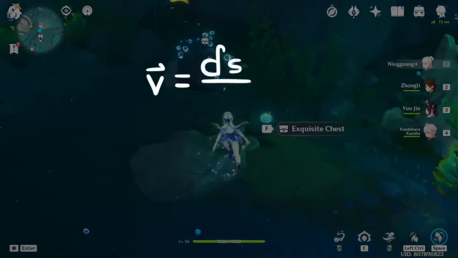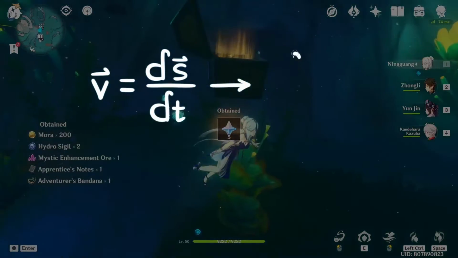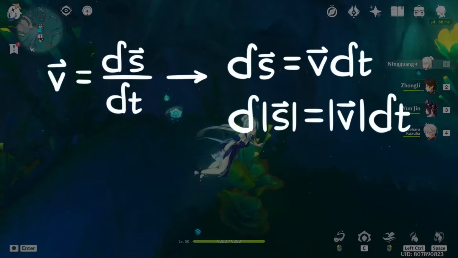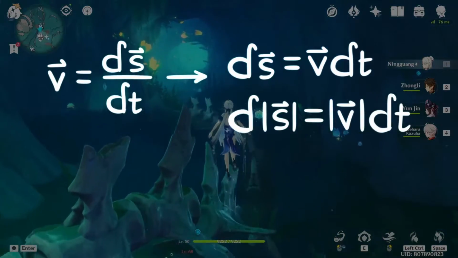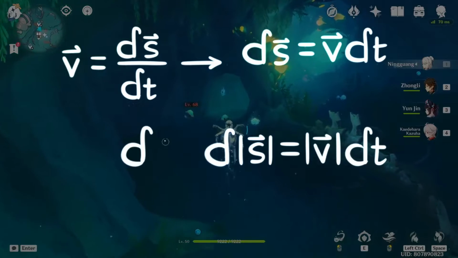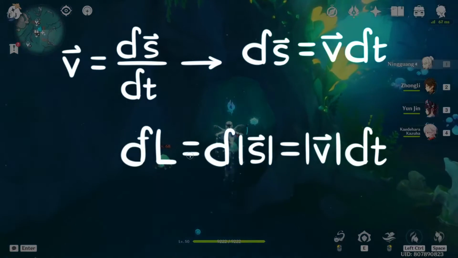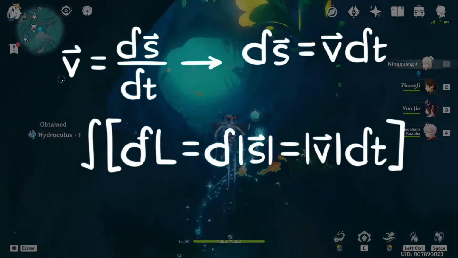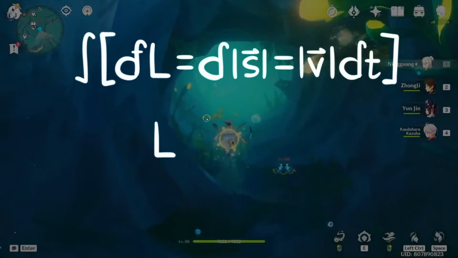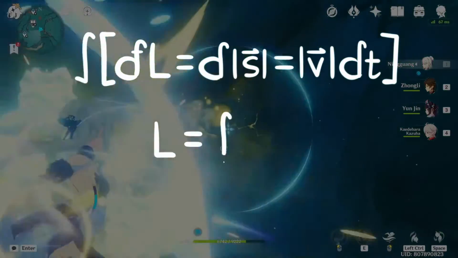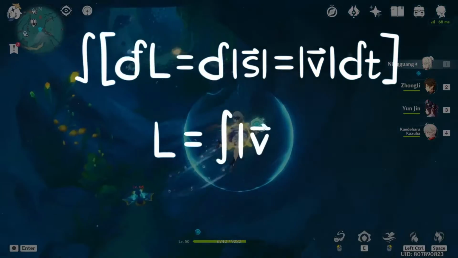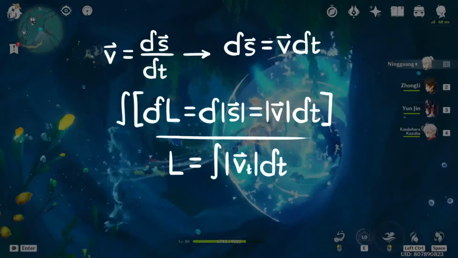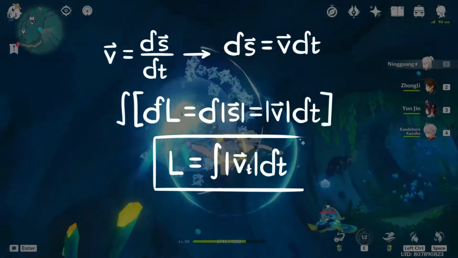Recall that velocity is the derivative of displacement with respect to time. With this relationship in mind, we can focus on the magnitude of the displacement and tangential velocity. And recalling from earlier that a tiny displacement is approximately equal to a tiny change in length, we can essentially equate this to the magnitude of the tangential velocity multiplied by a small change in time. This gives us the general equation for calculating distance traveled. L is equal to the integral of the magnitude of the tangential velocity with respect to time. Just note that the tangential velocity should also be a function of time.